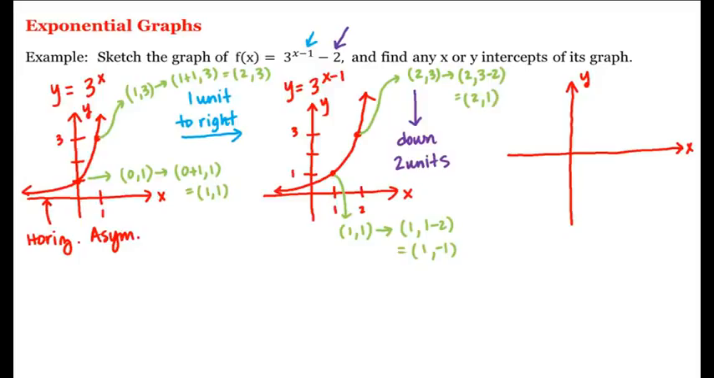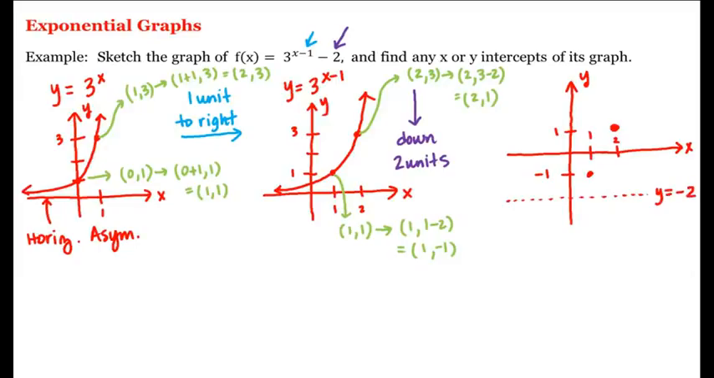So let's plot these points over here. Here is x equal to 1, y equal to negative 1. So here's our point, 1, negative 1. And then here's 2 and 1. So here's our point, 2, 1. Now the horizontal asymptote was at y equal to 0, which is also shifting down 2 units, which means that the new horizontal asymptote then will be at y is equal to negative 2. And so our graph looks like this. And let's darken these points we plotted. That is, this is f of x is equal to 3 raised to the x minus first power, and then minus 2.